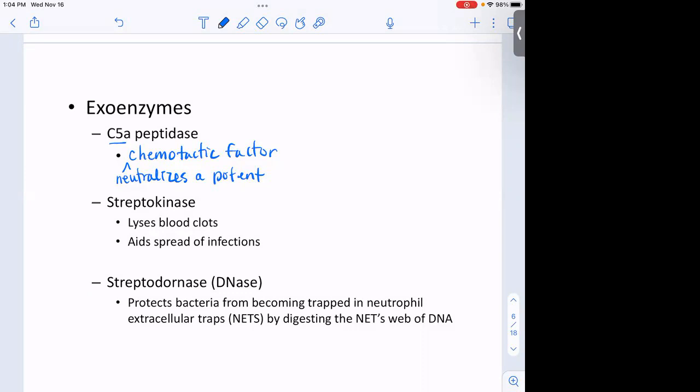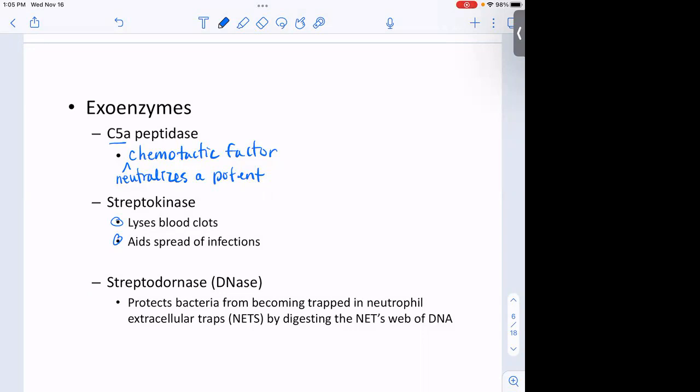Streptokinase lyses blood clots. We talked about how Staph makes staphylokinase to lyse the clots. In this case, if there's an injury, for example, maybe some kind of wound, if Strep pyogenes can navigate through those clots, it's going to be able to establish itself and invade deeper. So it aids the spread of infection.